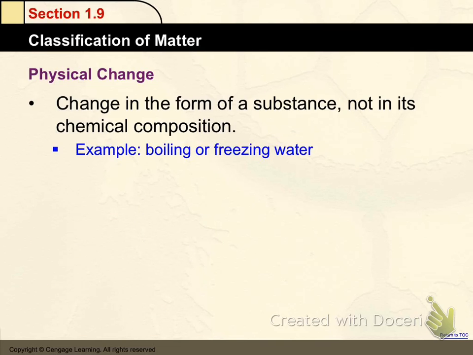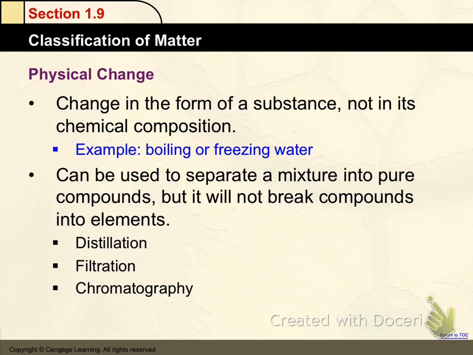All right, so we can actually change matter from one form into another. One of the simplest ways to do this would be to heat it up or to cool it down, to freeze it, or to boil it. These are called physical changes, when we change the form of a substance but not its chemical composition. So we boil water or we freeze water. Obviously, it's still water, but we're changing the type of composition.